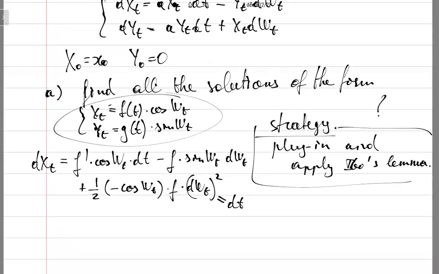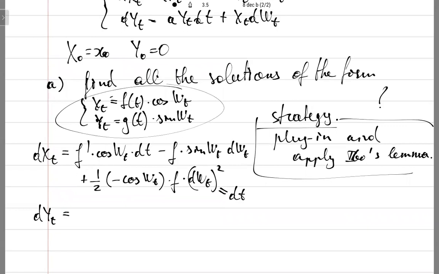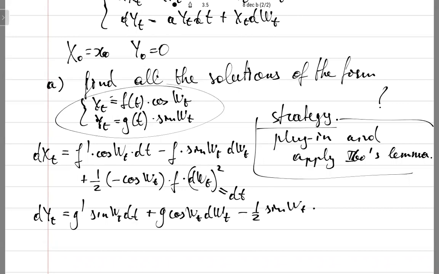Yes. Let's calculate dY_t. What is dY_t? Up to you. g prime multiplied by sine(wt) dt plus g cosine(wt) multiplied by w dW_t plus 1/2 times minus sine(wt) multiplied by g and multiplied by (dW_t) squared. Okay, and that is also dt. Yeah, you are completely right.